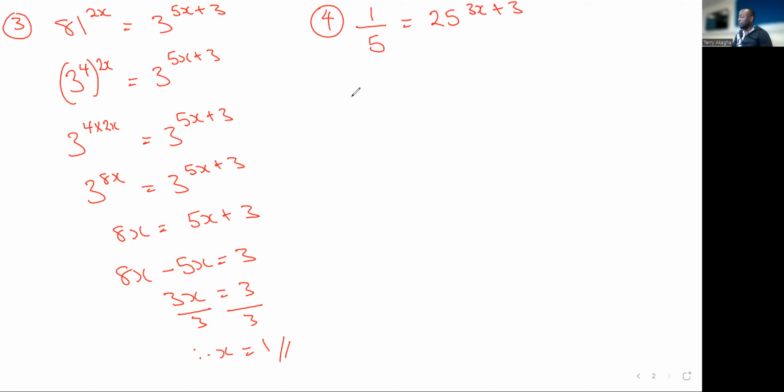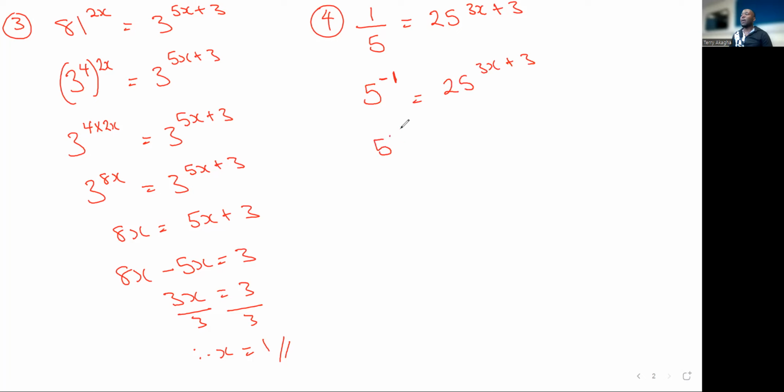So remember negative power, which was rule 5. I told you that 1 over a is the same thing as saying a raised to the power minus 1. Do you remember this rule? So this is the negative power rule, all right? So I will apply this rule here. So it's going to become 1 over 5 is the same thing as saying 5 raised to the power what? Minus 1. Are you seeing it? Which is equal to 25 raised to the power 3x plus 3.